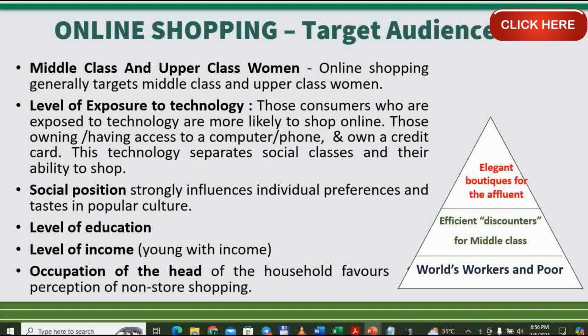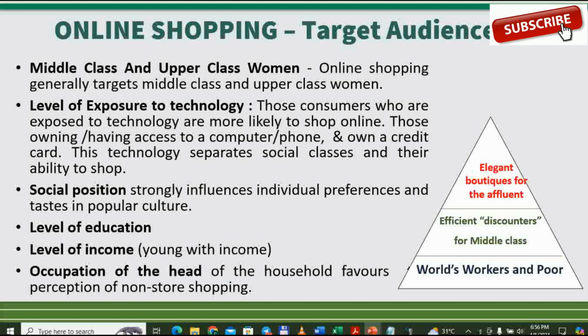Then we also have the social position. Social position strongly influences individual preferences and tastes in popular culture. So we also have the level of education, because you need to have a certain level of education to shop online safely. All right, even just to understand it basically for the first level, and then when we move to the next level, to carry out a safe transaction, you need a certain level of education.